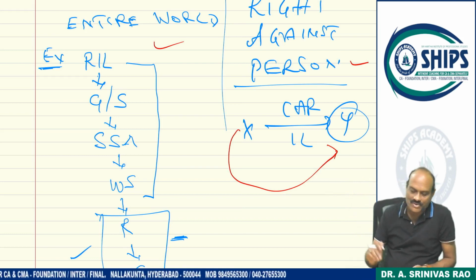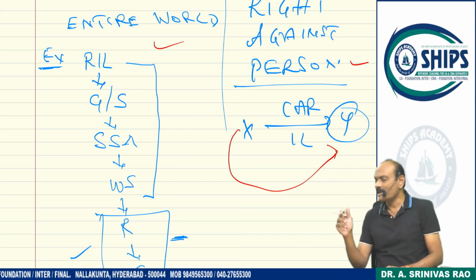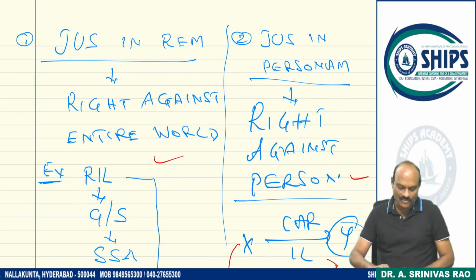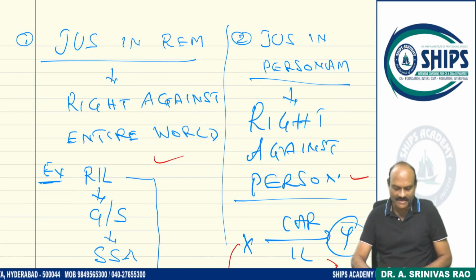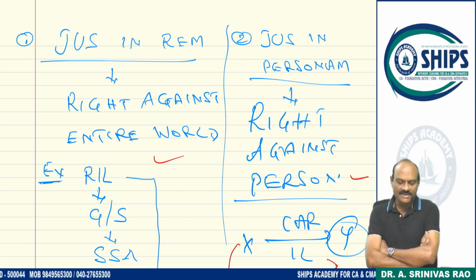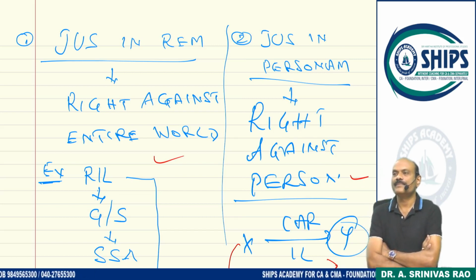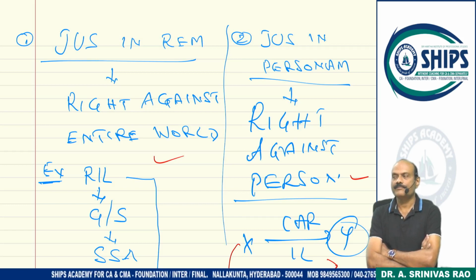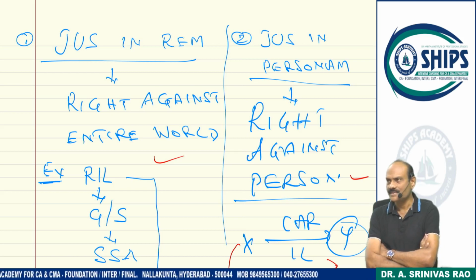Am I clear? Chalo, make a note. Did you copy this? Make a note. Jus in rem: only the meaning you write, enough, others not necessary. Jus in rem means right against the entire world. Jus in personam means right against a person. Okay? Example you can develop as you like.